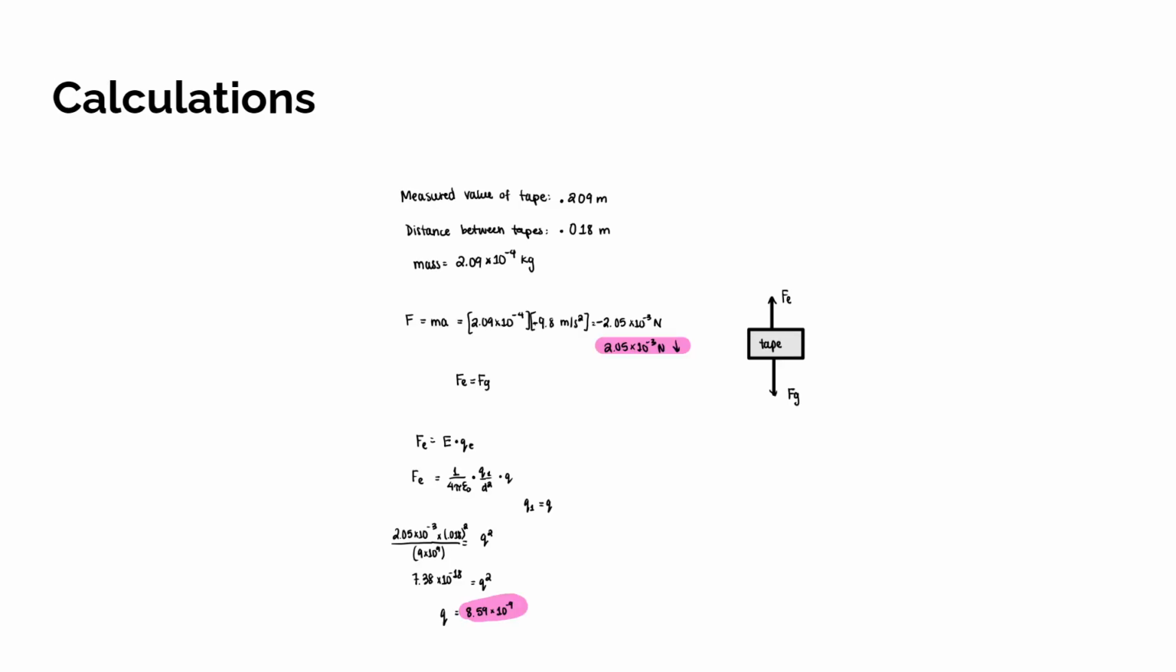Here are the calculations. The measured value of the tape, or the length, was 0.209 meters, and the distance between the tapes was 0.018 meters. And then the mass is also 2.09 times 10 to the negative 4th kilograms.